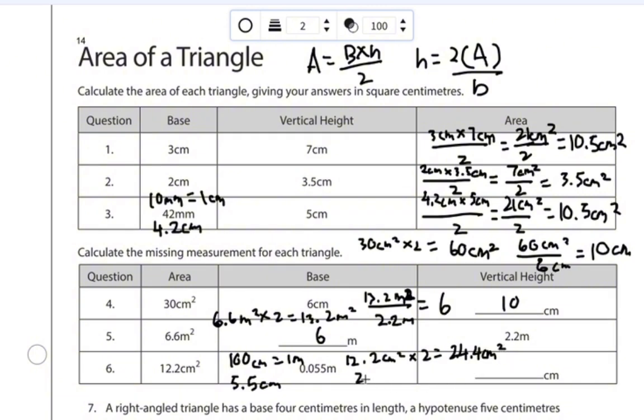And then 24.4 cm square divided by 5.5 cm would equal to 4.3636, and recurring decimals, but since it is cm and usually cm is only two decimal places, we can just round it up to 4.44 cm, which is two decimal places.